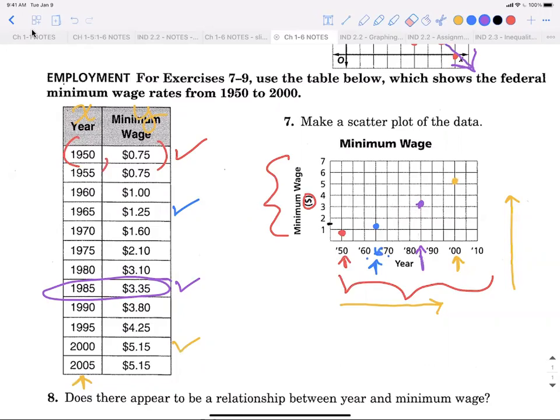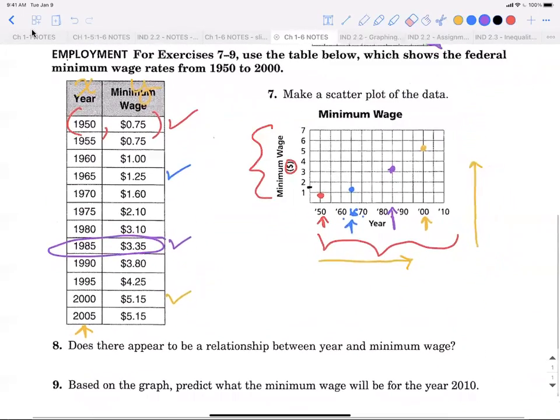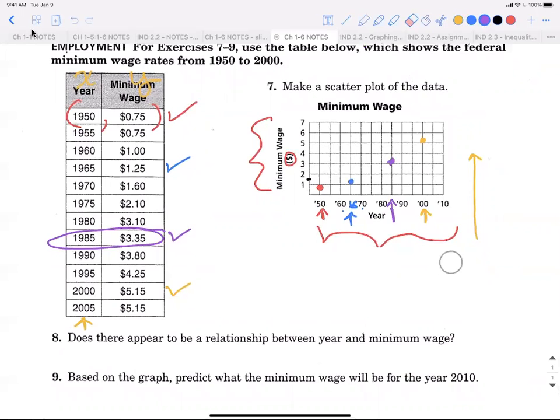Okay. Now it asks a couple things. Does there appear to be a relationship between the year and the minimum wage? What do you guys think? Does there appear to be a relationship? Do they trend in the same direction? Can I draw a line that trends with my data? I can draw a line of best fit that trends with my data, right? So yes, there's a relationship.